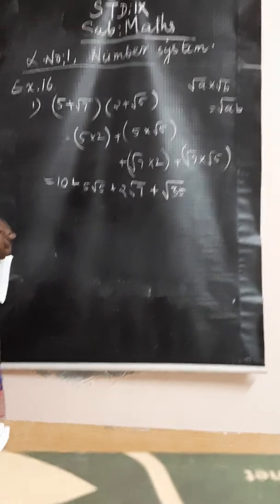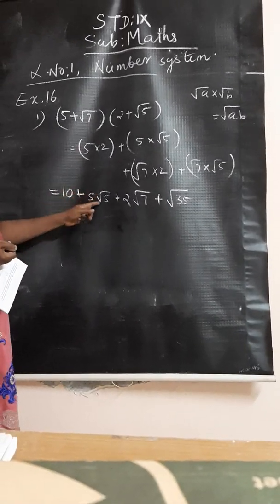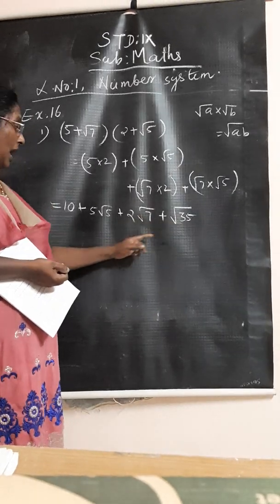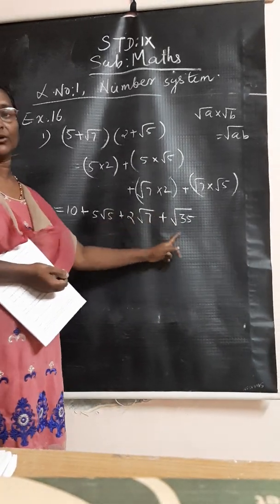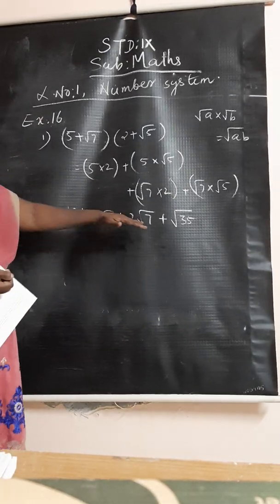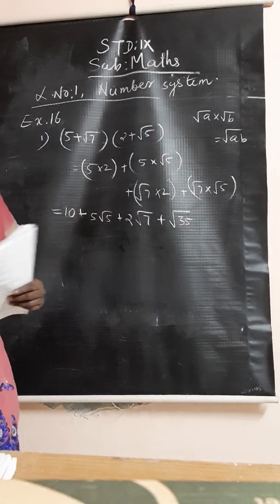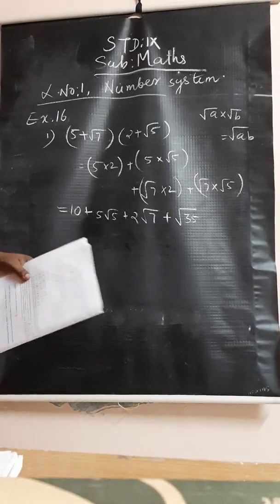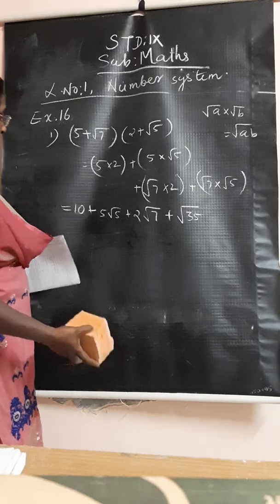Clear? Here you see 10 is a rational number, 5 root 5 is irrational, this is irrational, and this is also irrational. And all these irrational numbers are different also. So you can't add any of the numbers. So this is your final answer. Okay. Now question number 2. Okay, you copy this sum? Copied it? Okay.